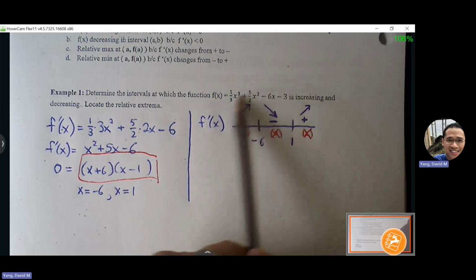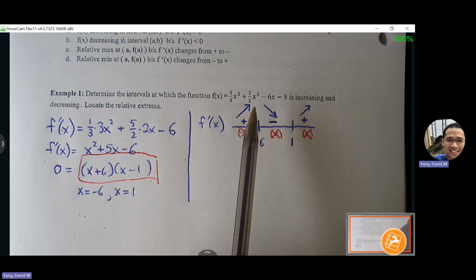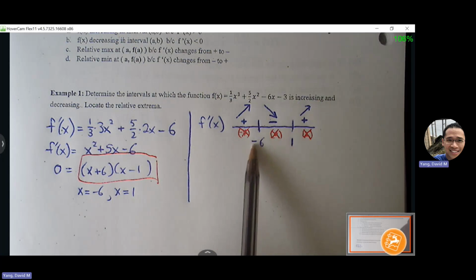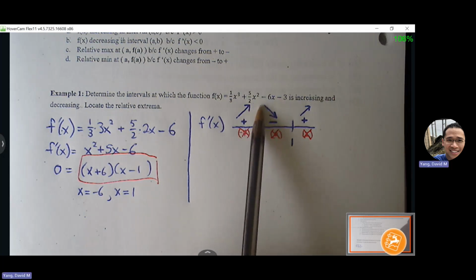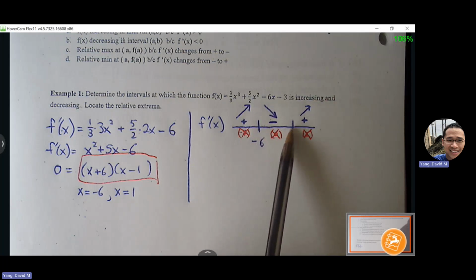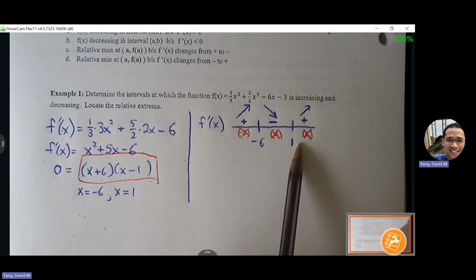So let's just visualize what this graph is doing, right? The graph is going to rise all the way until some y value when it hits -6. And then it's going to fall. So what do you expect at -6? There's going to be a what there? Relative max, right? And then the graph is going to fall until some y value at x equals 1. Then it's going to start rising again. We expect a what? Relative minimum.